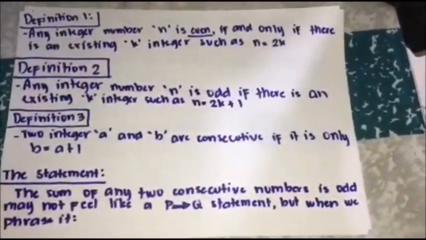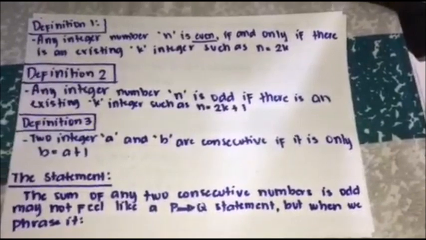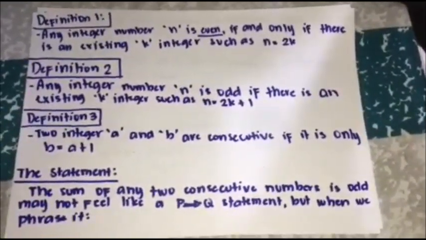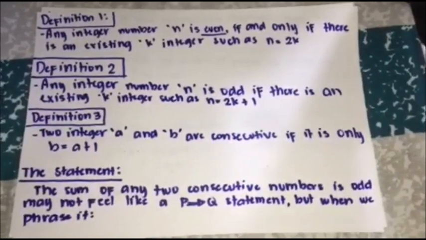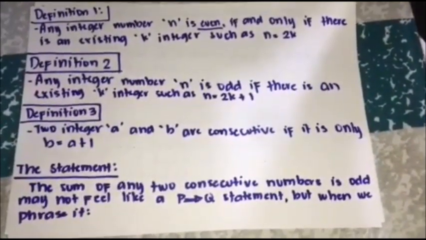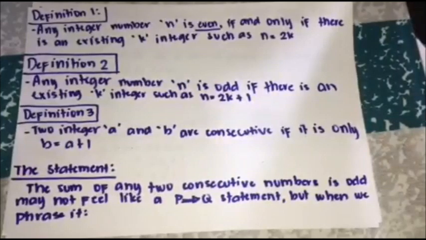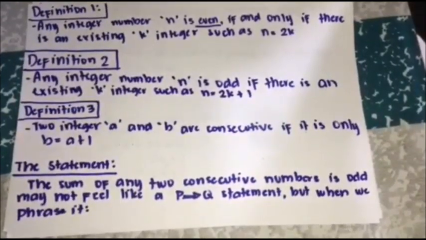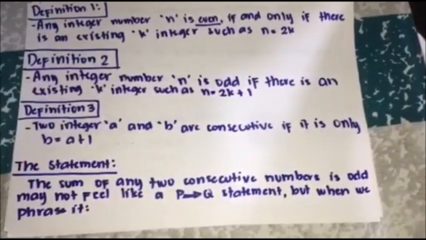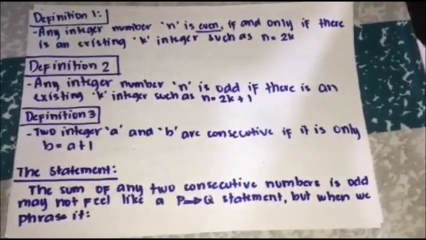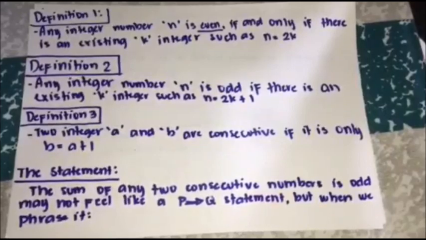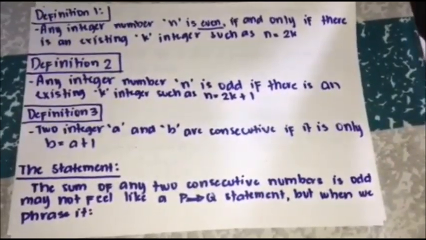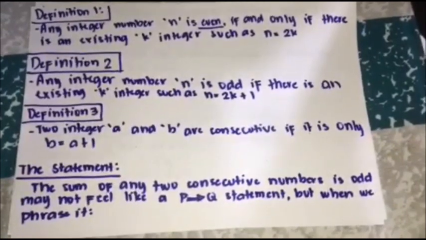Definition 1. Any integer n is even if and only if there exists an integer k such that n equals 2k. Definition 2. Any integer n is odd if there exists an integer k such that n equals 2k plus 1. Definition 3. Two integers a and b are consecutive if and only if b equals a plus 1.